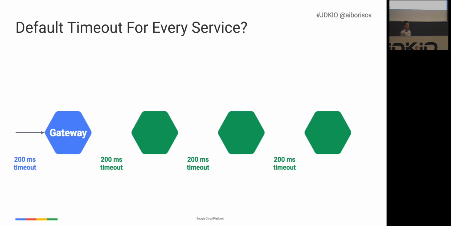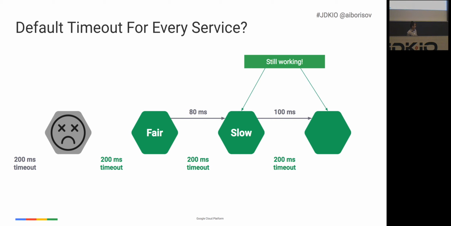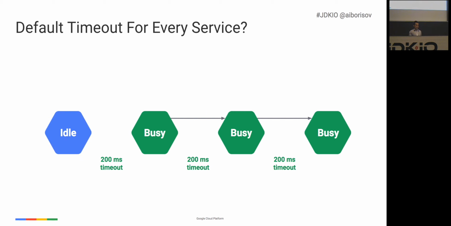We have our client call with a 200 milliseconds timeout, and it takes 30 milliseconds to call the first service, 80 to call the second, and 100 more milliseconds to call the third one. What happens? It's 210 milliseconds total. Timeout on our client exceeded. Our services have not even started to reply, but our client and our gateway are not waiting for the response anymore. But our services are still working because they have this default timeout of 200 milliseconds for every RPC call.